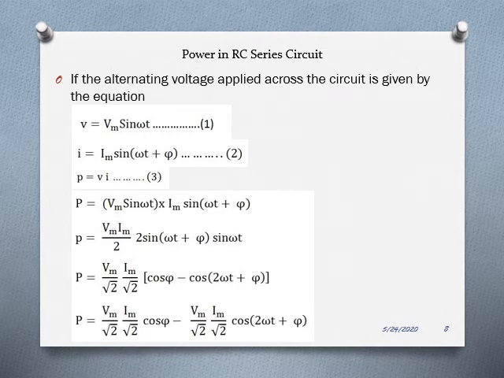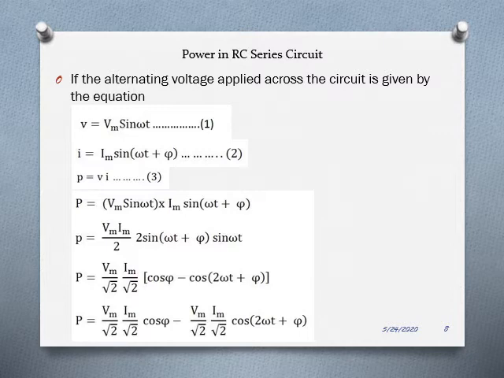Next, we shall move to the calculation of power in an RC series circuit. If the applied voltage V is Vm sin omega t and the current I is Im sin omega t plus phi, it is shown as plus phi because the current is leading the voltage by an angle phi. Then the instantaneous value of power P will be equal to the instantaneous value of voltage into the instantaneous value of current, V into I. So it becomes Vm sin omega t into Im sin omega t plus phi.